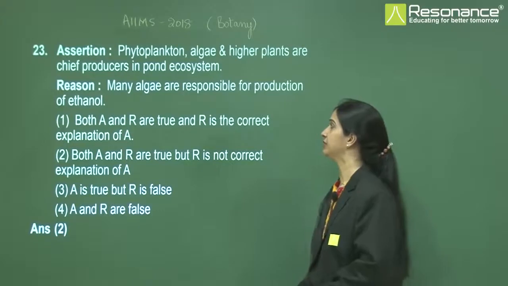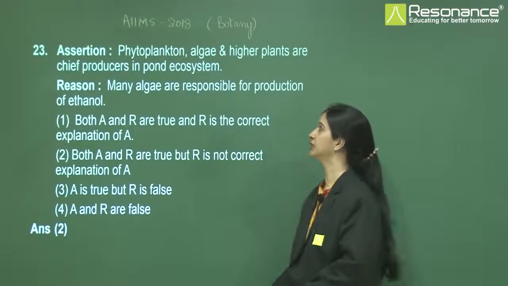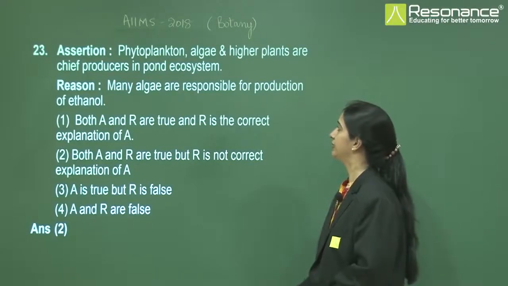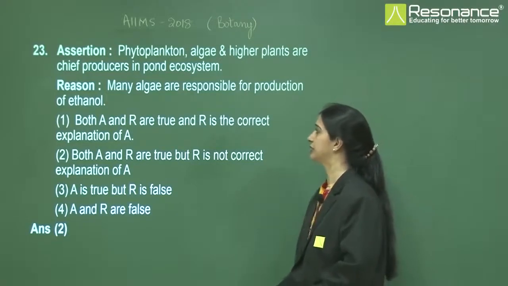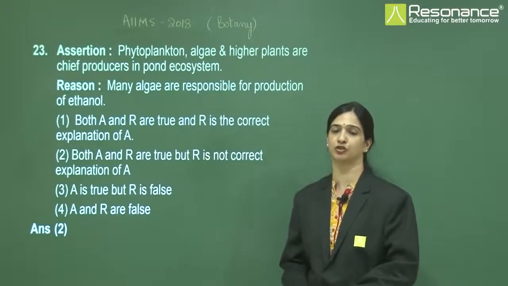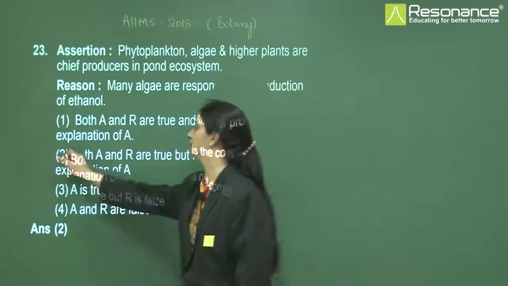Question number 23, assertion: phytoplanktons, algae and higher plants are the chief producers in the pond ecosystem. That is true. Reason: many algae are responsible for the production of the ethanol. Although it is correct, it is not the correct explanation of the assertion which is given here. So the correct answer will be 2.